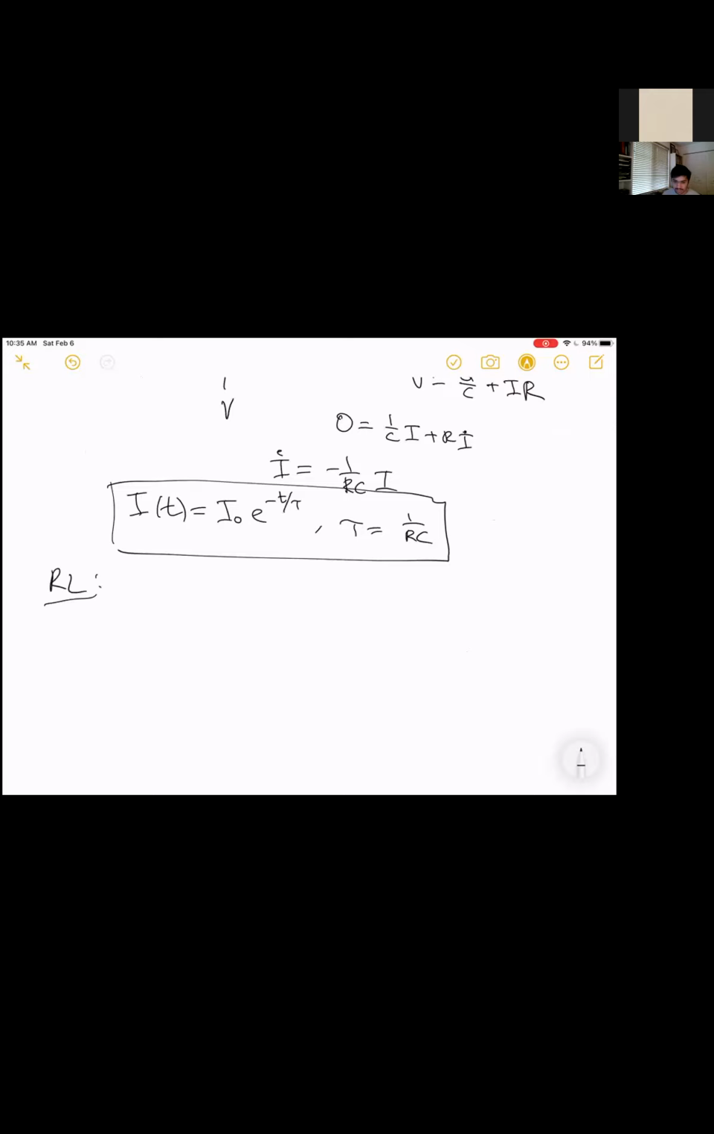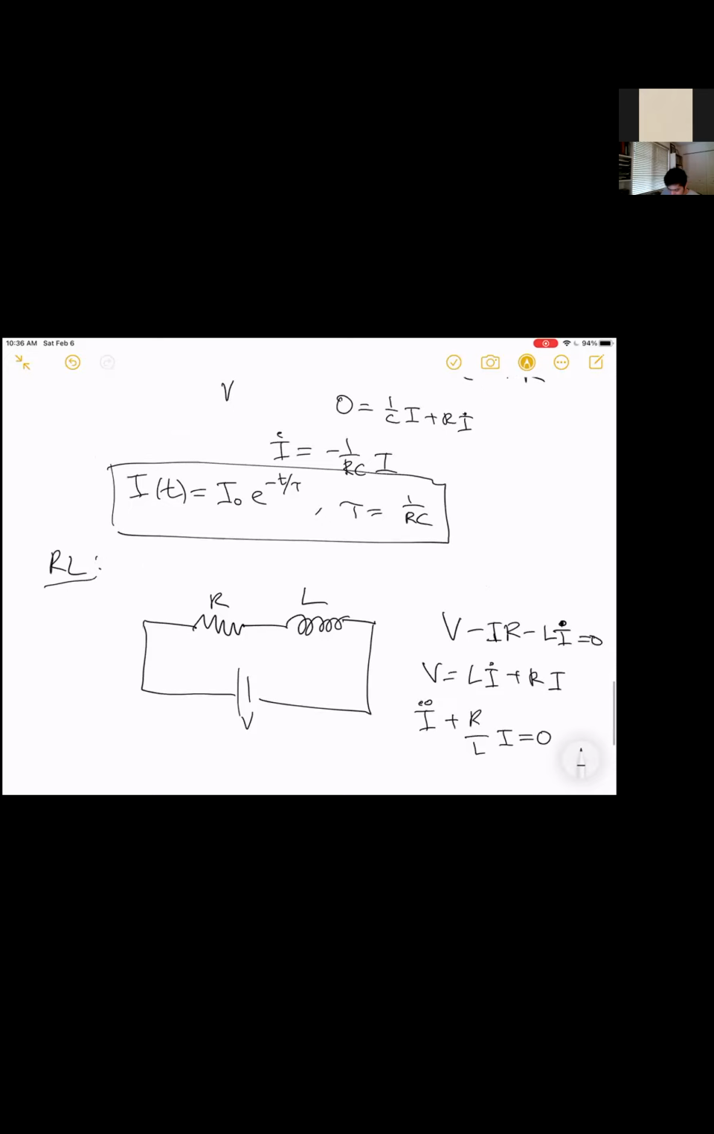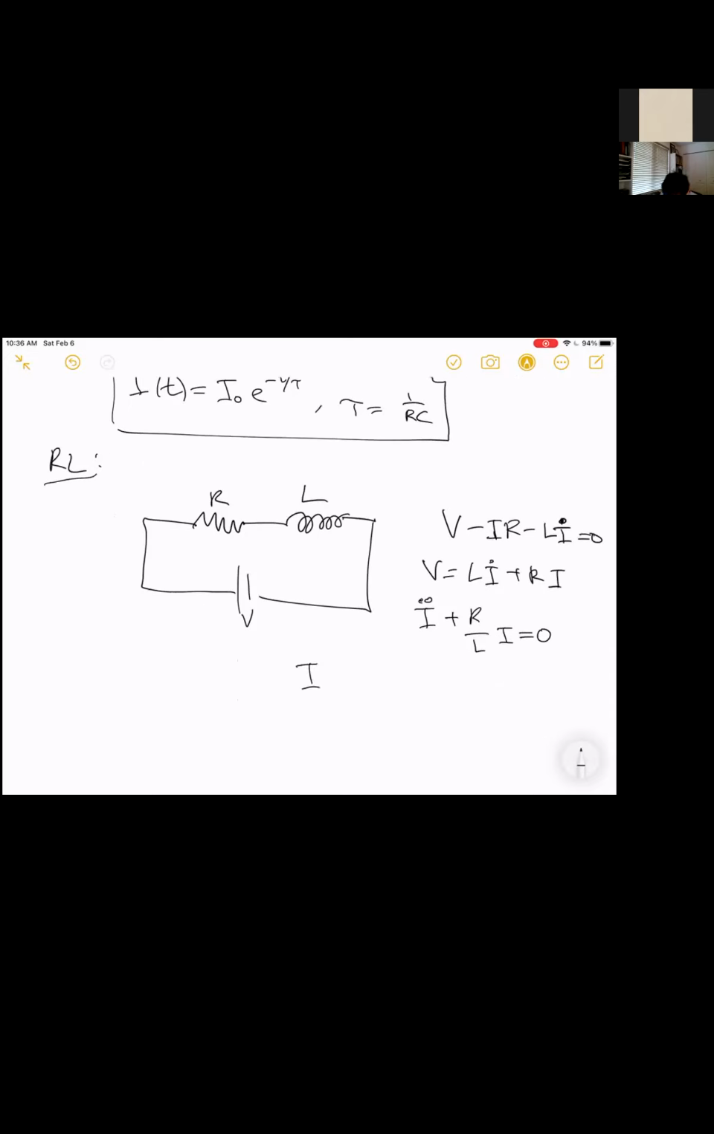Let's do RL really quick. RL is almost identical. You essentially have a battery, a resistor, and now an inductor. So in this case, you have V minus IR minus L I dot, which is the potential drop in an inductor, equals zero. So what we get is that V is equal to L I dot plus RI. Now if you take the derivative, you'll get I double dot plus R over L I dot is equal to zero. This means that I dot of t is equal to some I dot of zero times e to the negative t over tau, where tau is equal to L over R.